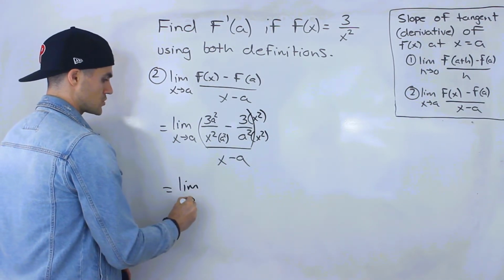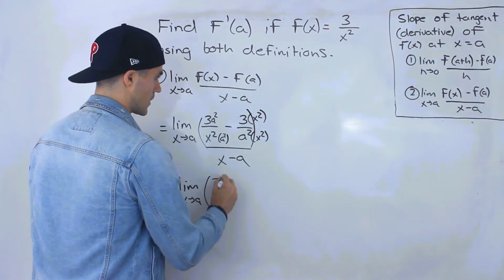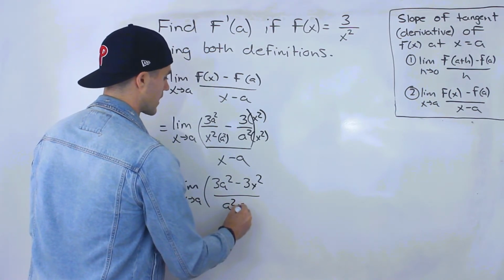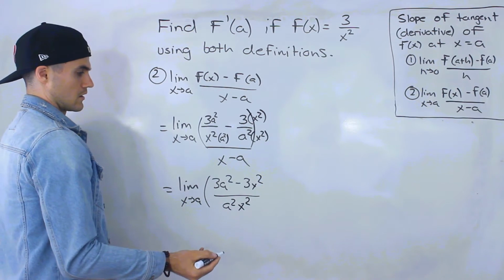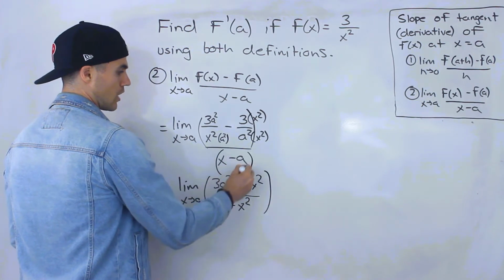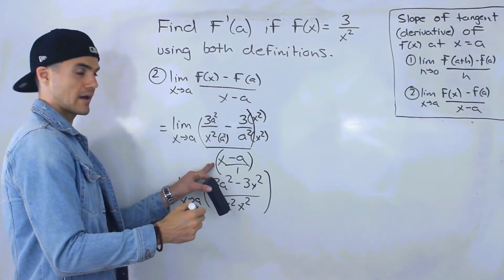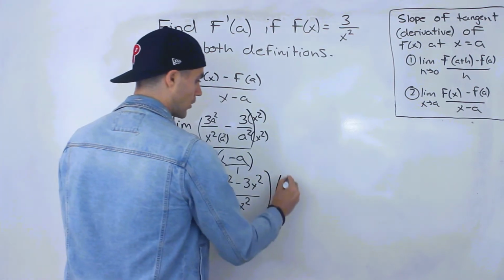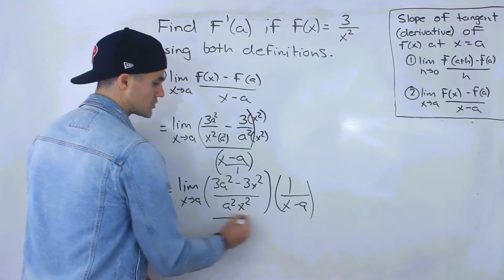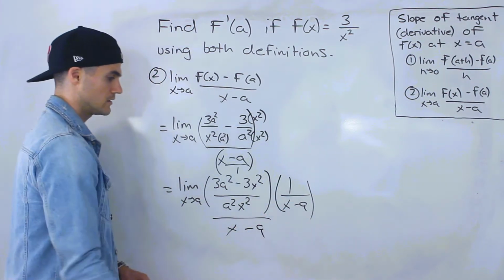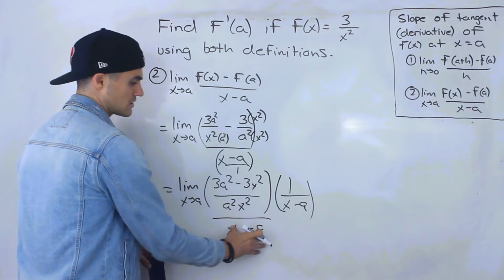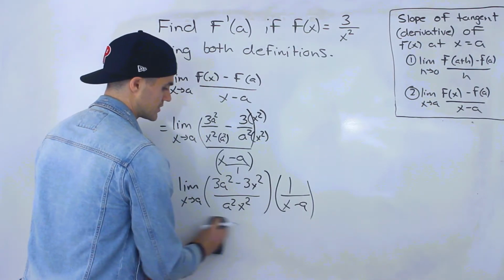So we got the limit as x approaches a of 3a squared minus 3x squared, and then that common denominator is a squared x squared. And this is going to be all over x minus a. Now, all over x minus a, since we're dividing by x minus a over 1, that's like multiplying it by 1 over x minus a. So I'm going to write that. You don't necessarily have to write this step. You can just keep writing that x minus a if you want. It's just, I like to show two fractions multiplying by each other versus taking a fraction and dividing it by another term. Personally, I just think it looks nicer.